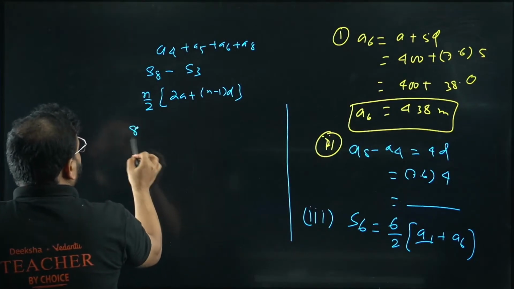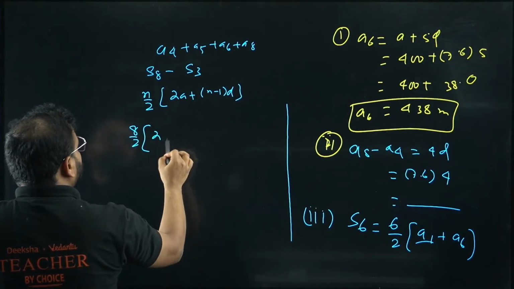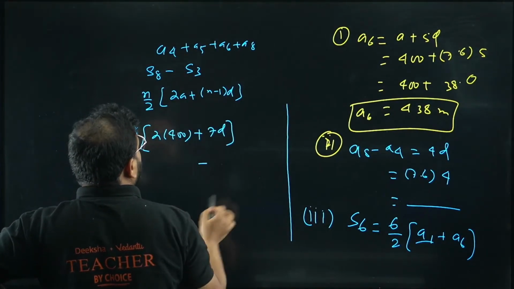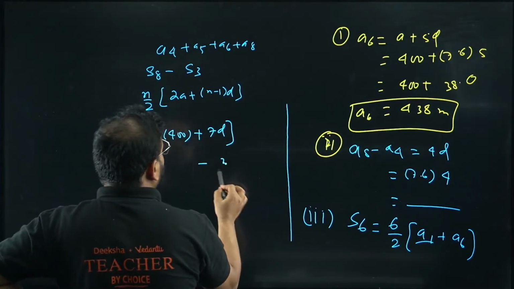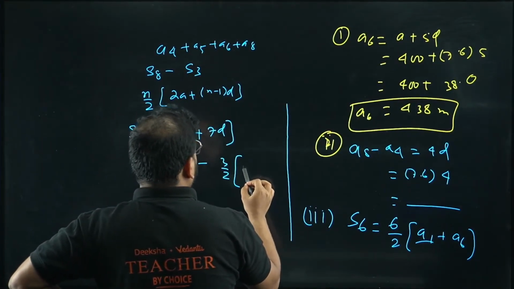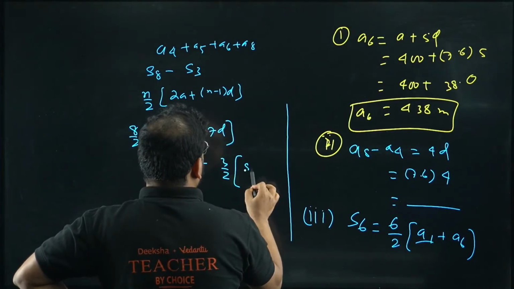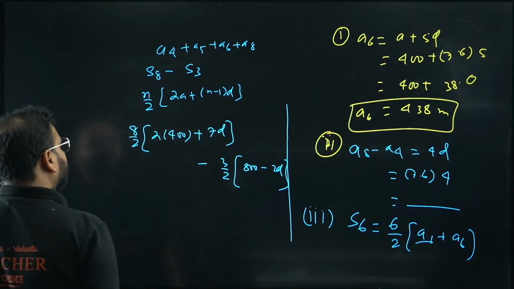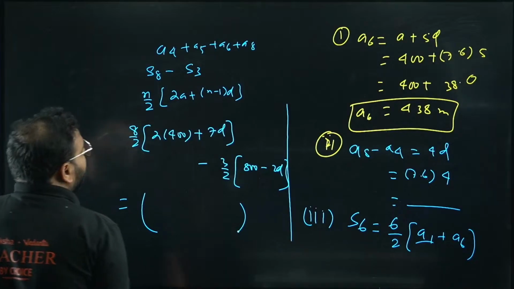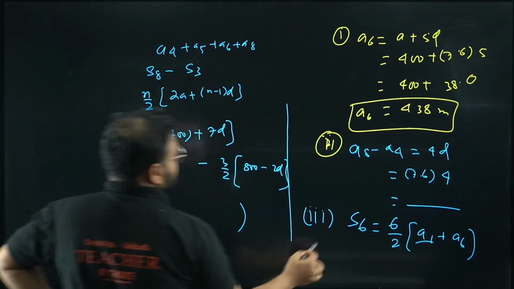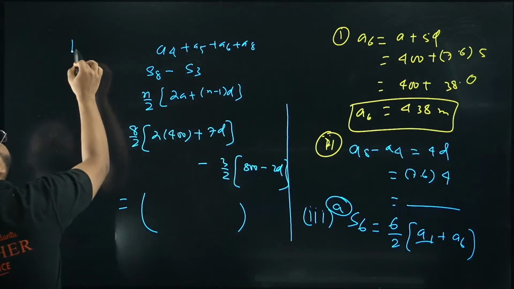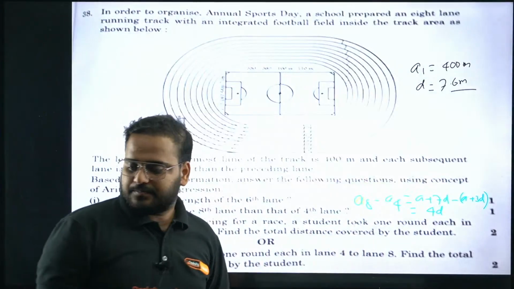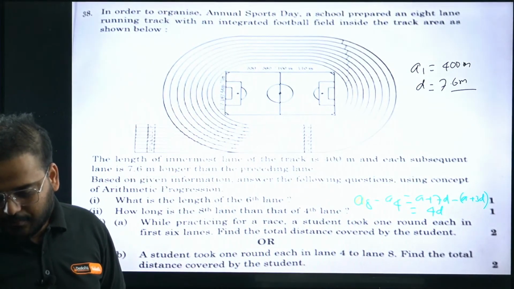So it becomes 8 by 2, 2 times 400 plus 7d, minus, again we have 3 by 2, and over here we have 2 again. So 2 times 400 will become 800 again, minus 2d. Okay, so you can simplify from here. Please check. It's going to be your answer for part 3. The 3a part is this, and the 3b part is this. Okay, all right, this is clear. All right, so great.